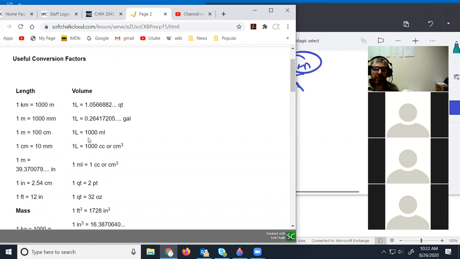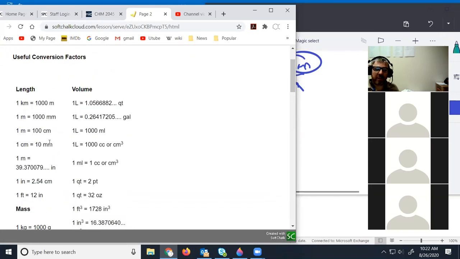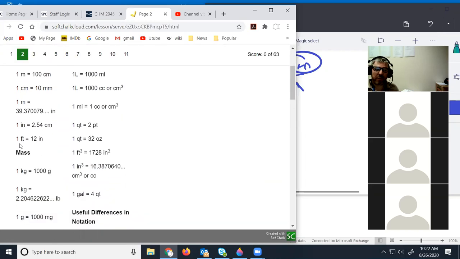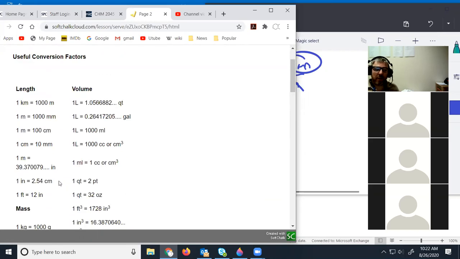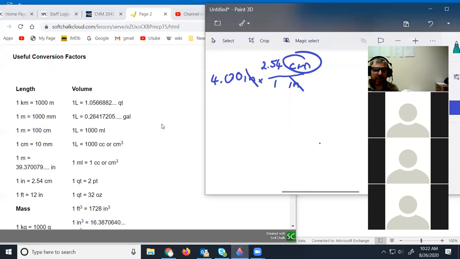So what we'd be looking for here is a way to get from feet to centimeters. And what I would do is look for conversions that had feet in them. There's only one actually. 1 foot is 12 inches. So I know I need something to go from inches to centimeters. And we already did that: 1 inch is 2.54 centimeters. So those are the 2 sets of conversions we're going to be dealing with here. So let's go back and see how we would set that up.